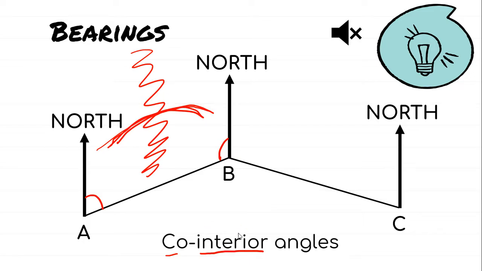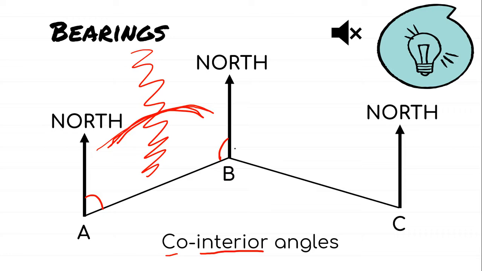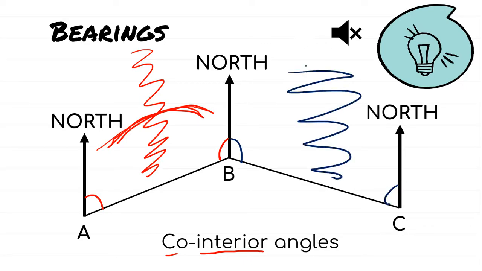So I'm just going to highlight what the co-interior angles are. There's co-interior angles here, A and B. And we've also got, I might just change this color to something different, make it blue. There's another pair of co-interior angles. There's angles here and here are also co-interior. These are co-interior in this space. So there's different inside space here between B and C. You need to be able to spot co-interior angles, and I'm just going to point these out to you here.